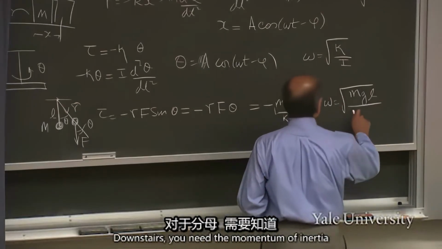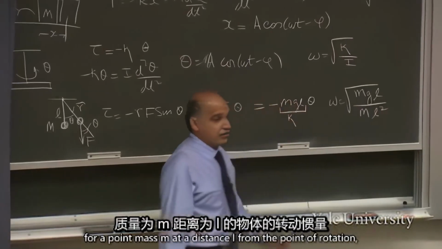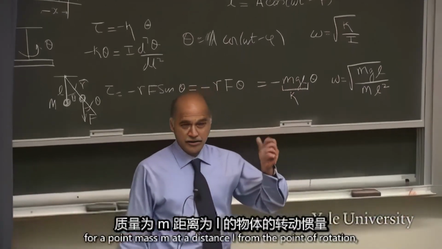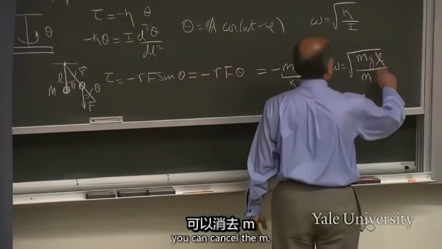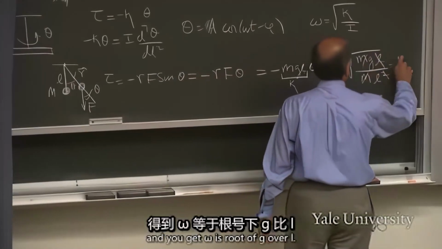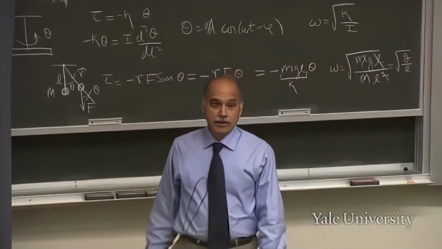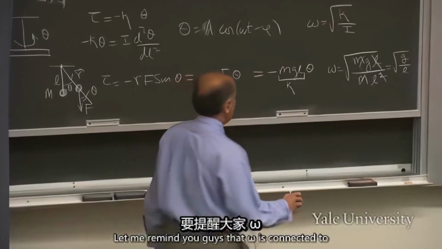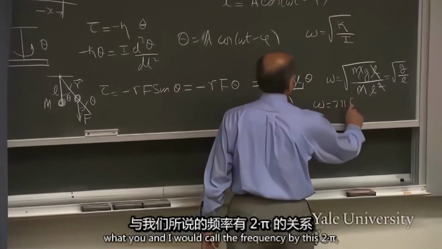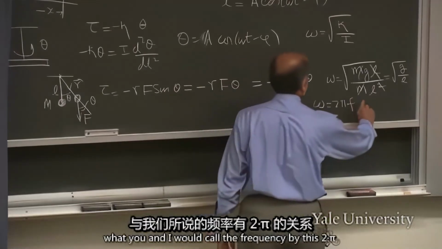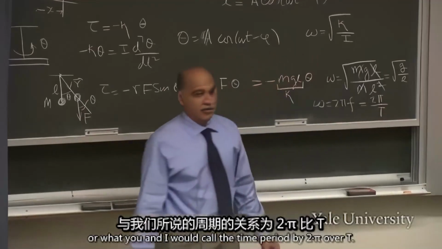Downstairs, you need the moment of inertia for a point mass m at a distance L from the point of rotation. It's just mL squared. So you can cancel the L, you can cancel the m, and you get omega as root of g over L. And I remind you guys that omega is connected to what you and I would call the frequency by 2 pi f, or what you and I would call the time period by 2 pi over T.